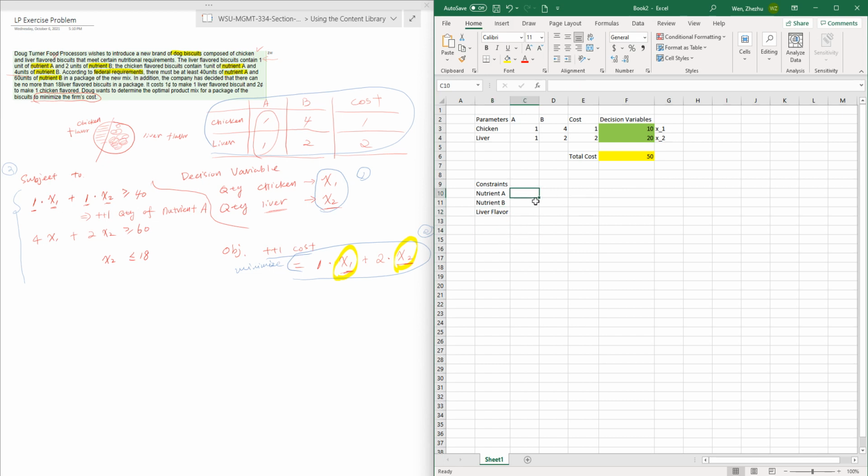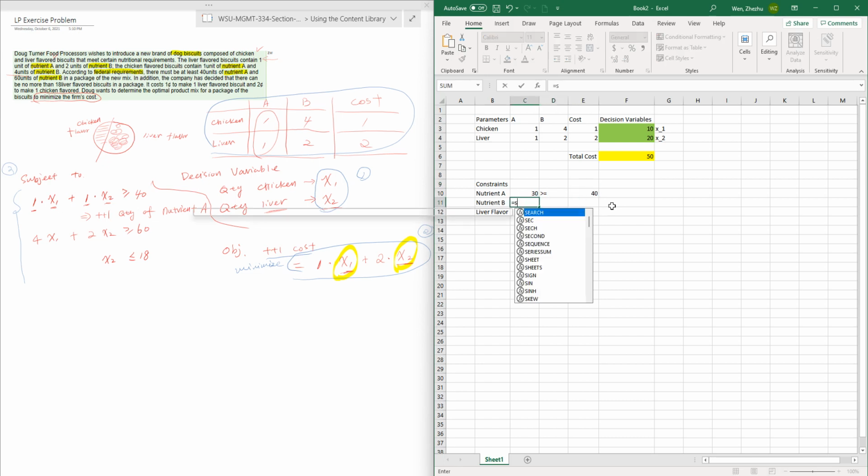All right. So your total number of units of nutrient A should not be less than 40. So that's the sumproduct here and here. This should not be less than 40, I believe.